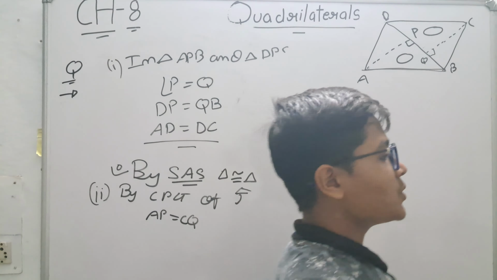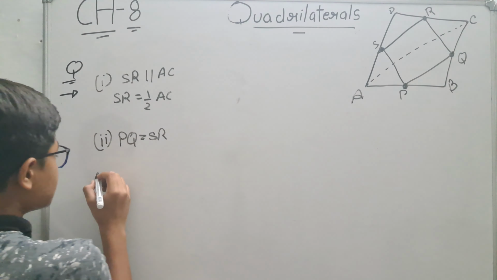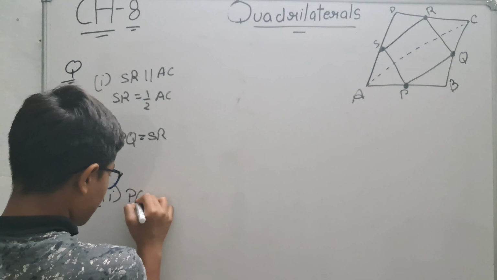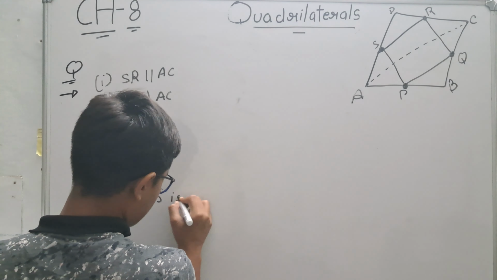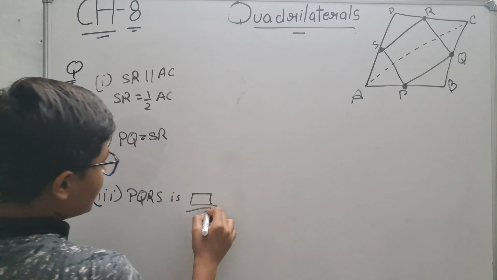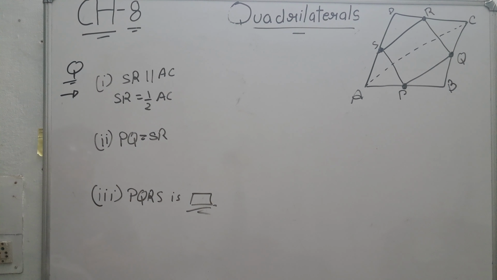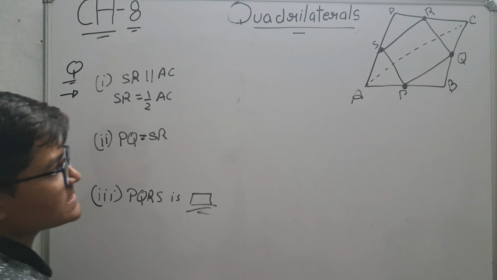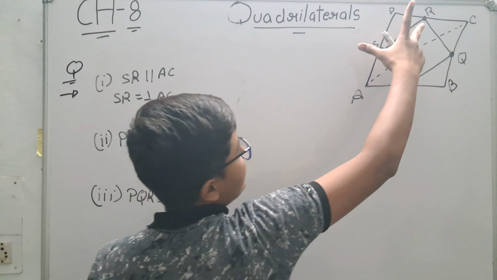Okay, now let's see another type of question. Okay students, I have written one more question. PQRS is a parallelogram. Okay, this is the sign of parallelogram. In this question we have to prove that SR is parallel to AC as well as SR is equal to half of AC. SR is over here, parallel to AC. That means this can be said as a trapezium, and they have said SR is half of AC.